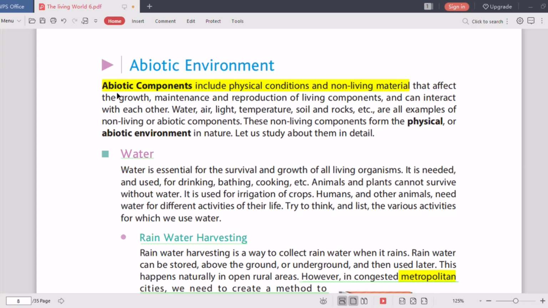So let's begin. Abiotic components include physical conditions and non-living materials that affect the growth, maintenance, and reproduction of living components and can interact with each other. Water, air, light, temperature, soil, and rock, etc. are all examples of non-living components or abiotic components. These are non-living components from the physical or abiotic environment in nature. Let us study about them in detail.